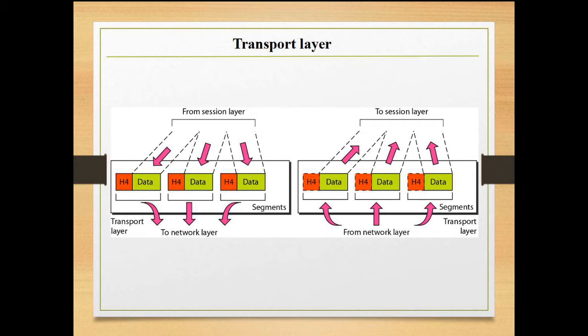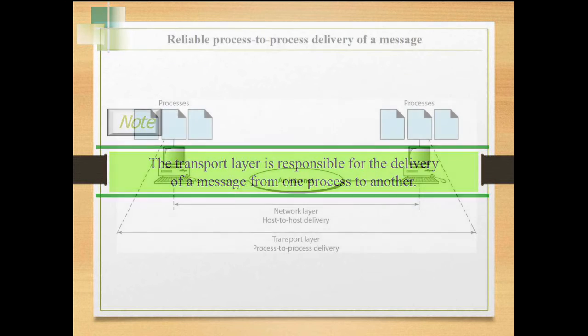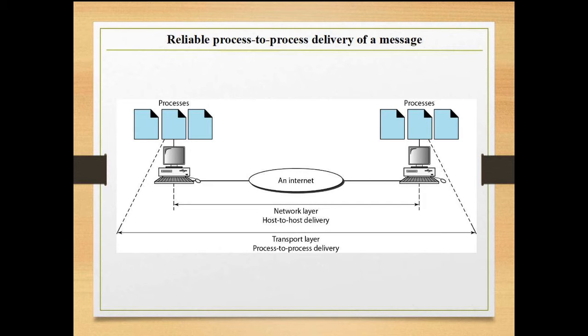The transport layer, on the other hand, ensures that the whole message arrives intact and in order, overseeing both error control and flow control at the source to destination level. The figure shows the relationship of the transport layer to the network and session layers. In this figure, you can see that there are three processes running on each device. The second process of device A is communicating with the second process of device B.